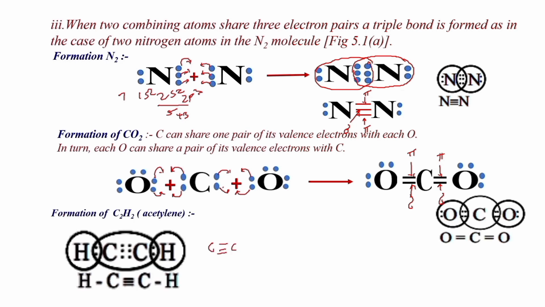Another example of multiple bond is the formation of C2H2, acetylene. In this acetylene, the two carbon atoms share 3 electrons each, forming 3 pairs and forming 3 covalent bonds. These 3 covalent bonds are represented by 3 dashes, in which the first bond is a sigma bond and the other two bonds are pi bonds.